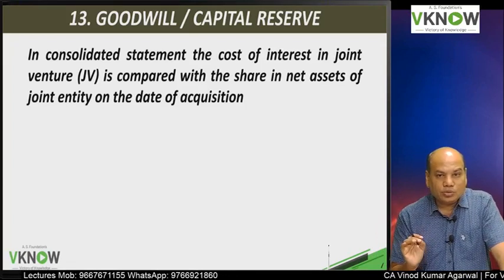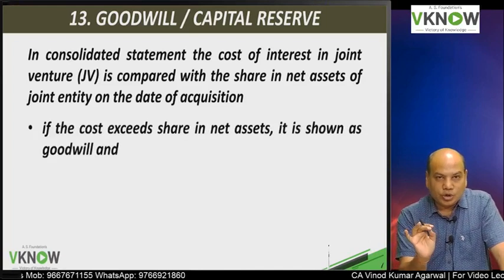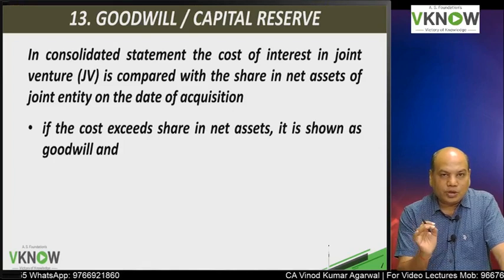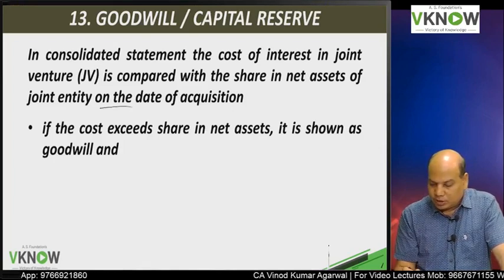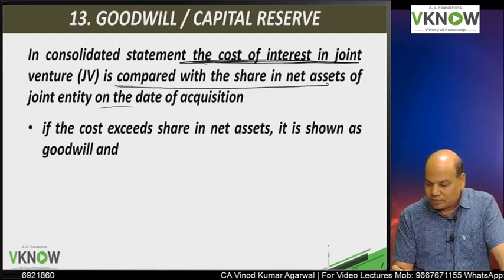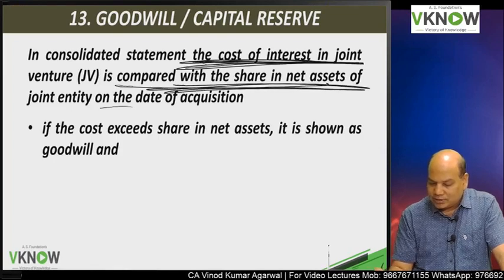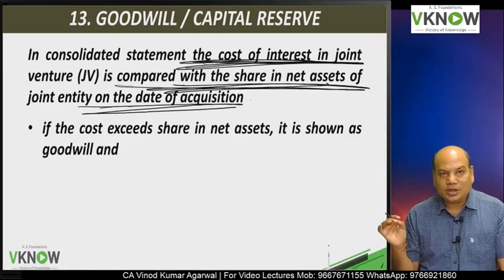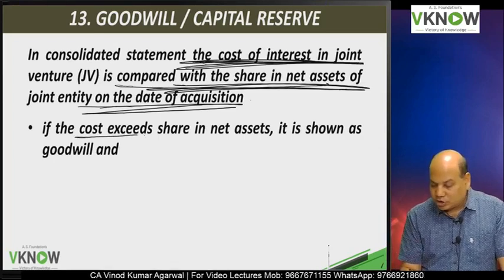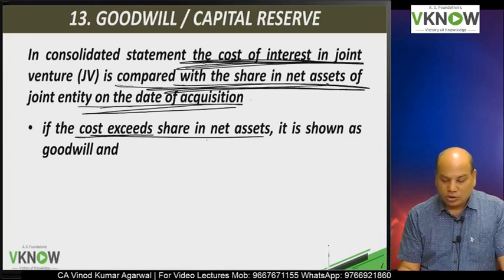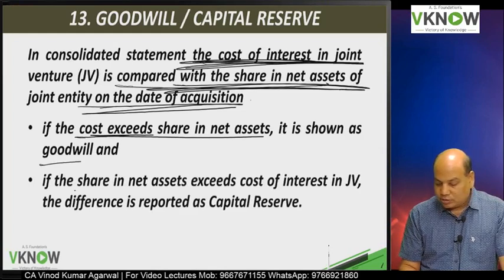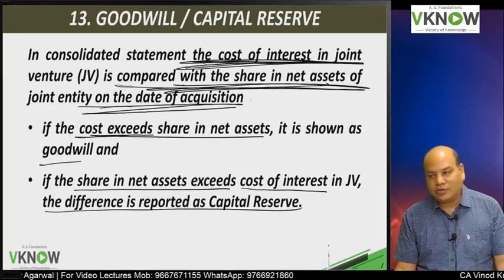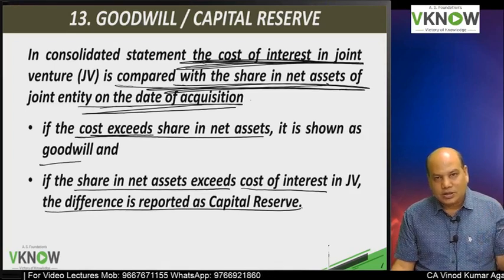Next question is how to compute goodwill or capital reserve. Good news, we will follow the same formula which we have followed in AS 21 and AS 23. So the formula for computing goodwill or capital reserve is, you are going to compare the cost of acquisition with the share in the net asset on the date of acquisition. Now there are two possibilities. Cost of acquisition may exceed net asset, you will call it goodwill, and second possibility, share in net asset exceed cost of interest in joint venture, it is called capital reserve. Nothing different in other standard also.